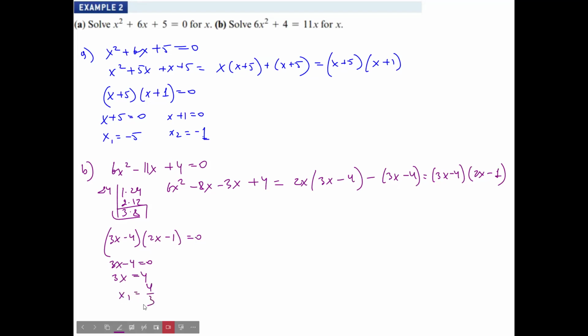equals 4 over 3. So 2x minus 1 is 0, 2x is 1, x is 1 over 2, x2. Well, if you take first larger, second smaller, it doesn't really matter. But technically here, x1 is 1 over 2, x2 is 4 over 3. Okay, try this.